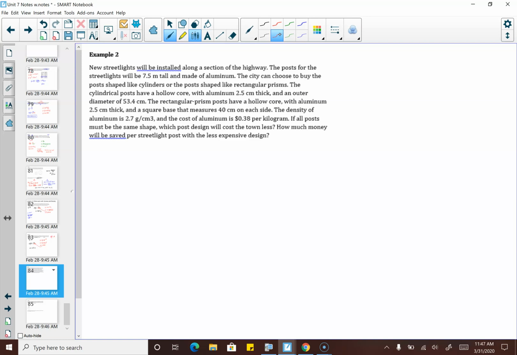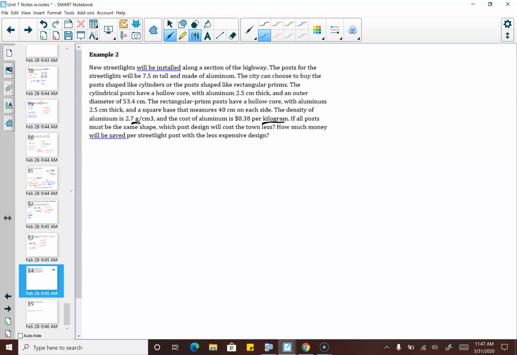The rectangular prism posts have a hollow core with aluminum 2.5 centimeters thick and a square base that is 40 centimeters on each side. The density of aluminum is 2.7 grams per cubic centimeter, and the cost of aluminum is 38 cents per kilogram. So notice, one of the first things I noticed right away, besides all the other information, is that the density is in grams and then the aluminum is in kilograms. So we're going to have to do a unit conversion at some point.